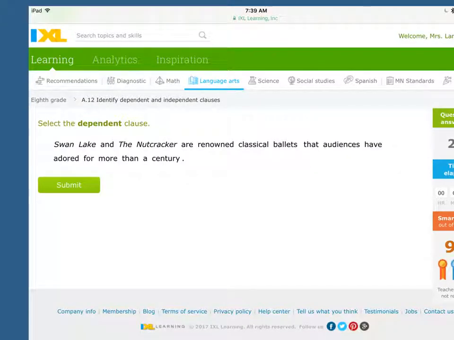Let's take a look. Swan Lake and the Nutcracker are renowned classical ballets that audiences have adored for more than a century. I'm looking for the dependent clause, and it's going to start with an AWUBIS word or oftentimes a word that makes it a relative clause, like the word that. That's kind of a big clue, but let's just take a look at it separately. I'm going to look for subjects and verbs. I see are. What are? Well, Swan Lake and Nutcracker are. And it looks like it must stop here. Swan Lake and the Nutcracker are renowned classical ballets. That's got a subject, it's got a verb, and it's a complete thought. So it is not dependent.